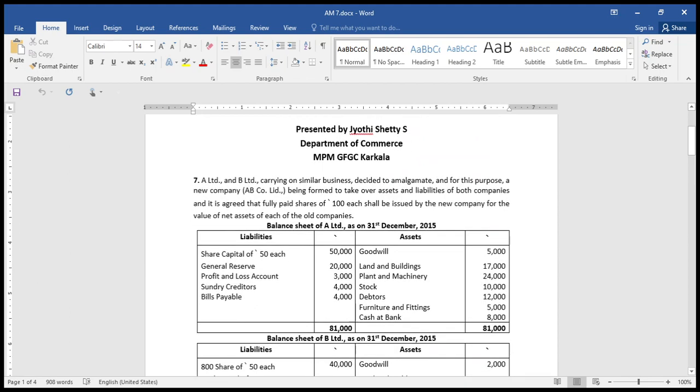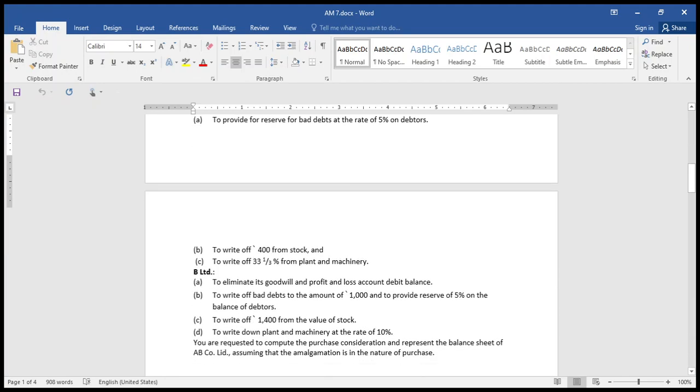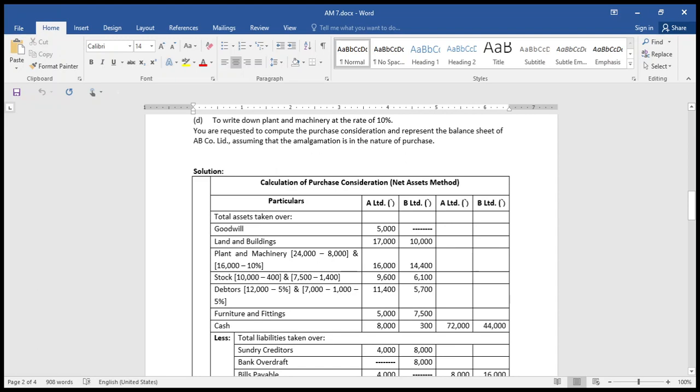Here in the beginning, the mode of discharge of purchase consideration is given. So purchase consideration is to be discharged or settled through the issue of fully paid shares of rupees 100 each. But what the purchase consideration is, is not given. So with the given information, what do we have to do? We have to find out the purchase consideration under net assets method. So we will find out the purchase consideration simultaneously.